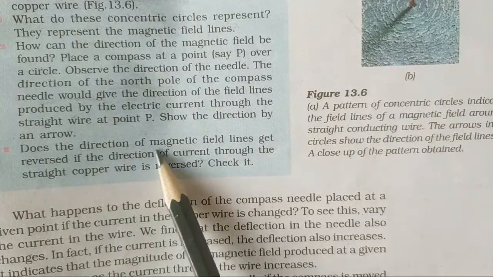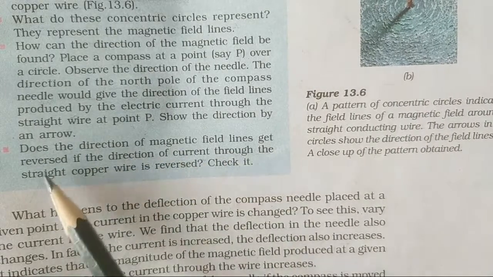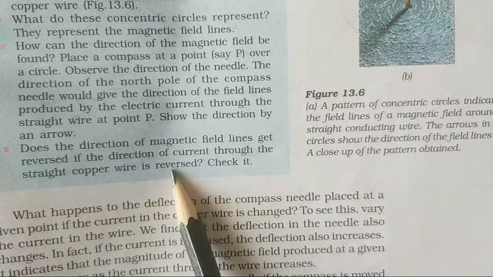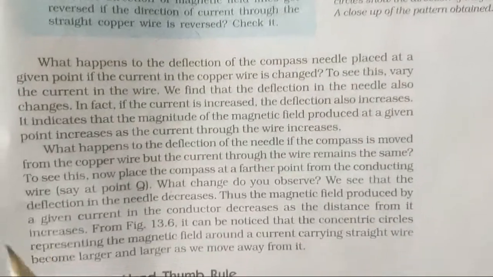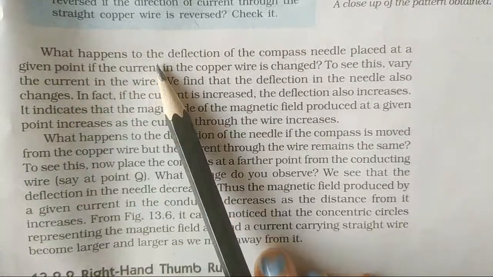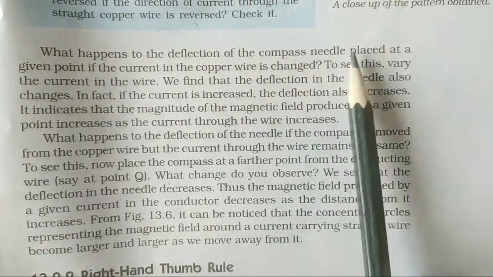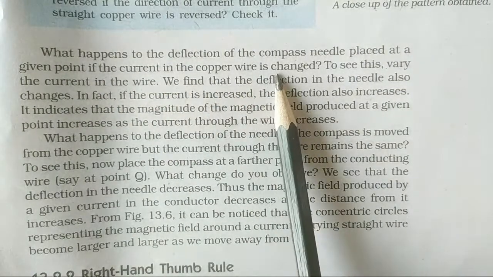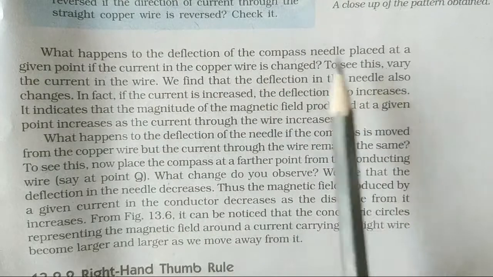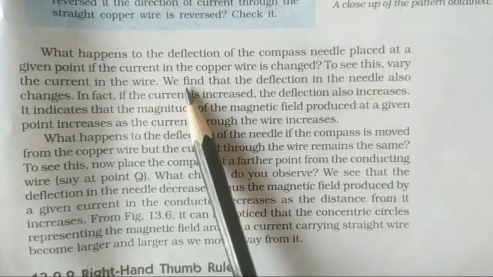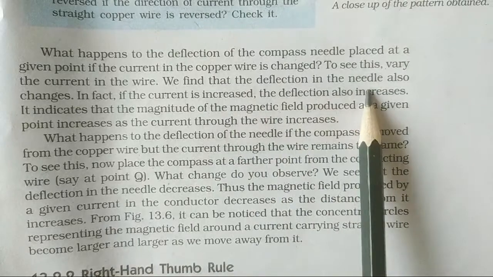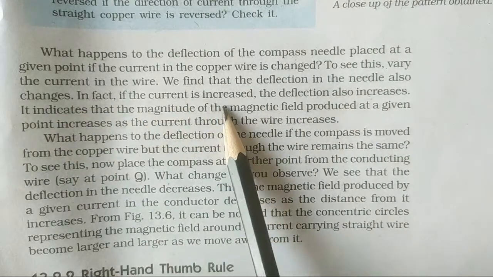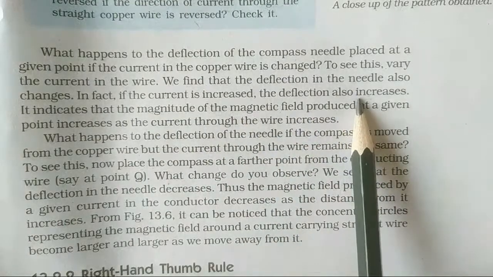Does the direction of magnetic field lines get reversed if the direction of current through the straight copper wire is reversed? Check it. What happens to the deflection of the compass needle placed at the given point if the current in the copper wire is changed? To see this, vary the current in the wire. We find that the deflection in the needle also changes. In fact, if the current is increased, the deflection also increases.